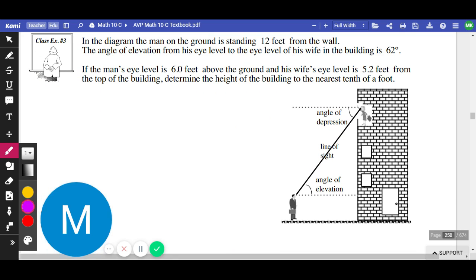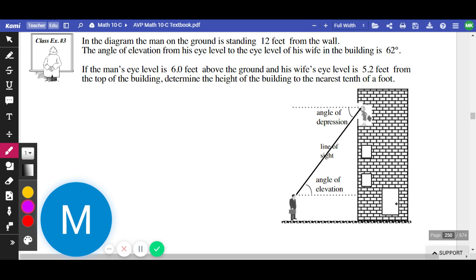Class example 3. In the diagram, the man on the ground is standing 12 feet from the wall. All right. You got a man standing from a wall. The angle of elevation from his eye level to the level of his wife in the building is 62 degrees. You see him down here, you see his wife up there. If the man's eye level is 6 feet above the ground and his wife's eye level is 5.2 feet from the top of the building, determine the height of the building to the nearest tenth of a foot.